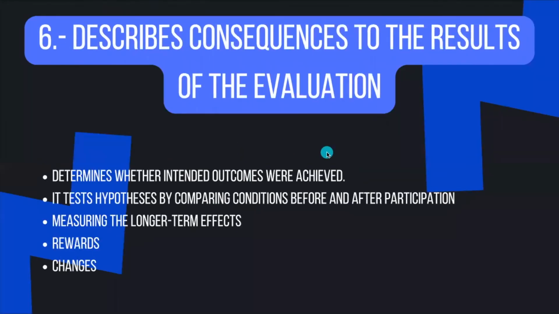So now to describe the consequences of the results of the evaluation. So first, determine whether indeed outcomes were achieved. As we've mentioned before, the things that we wanted as a goal to achieve. And then to test the hypotheses by comparing conditions before and after participation. To test if the theory you as a subordinate had of your employees and or of the work that you put into them and that they were doing.